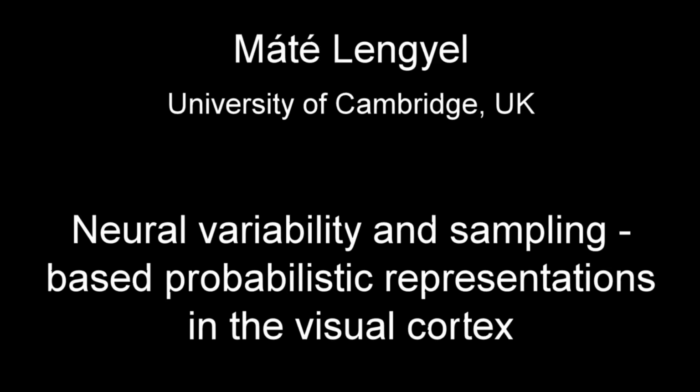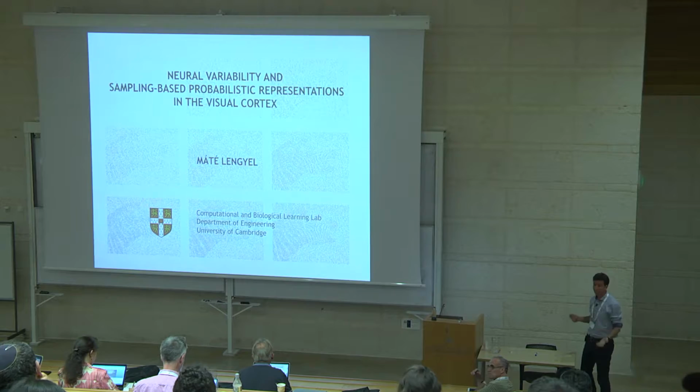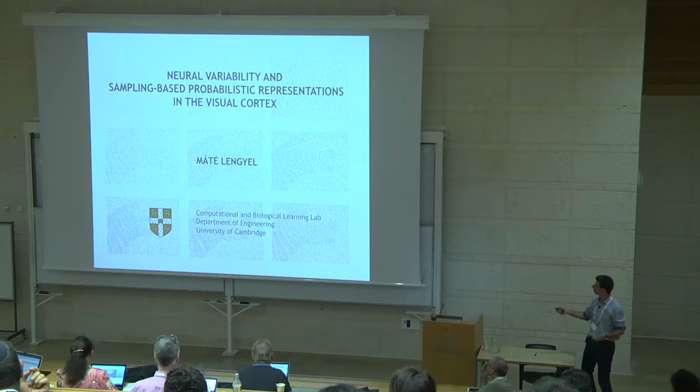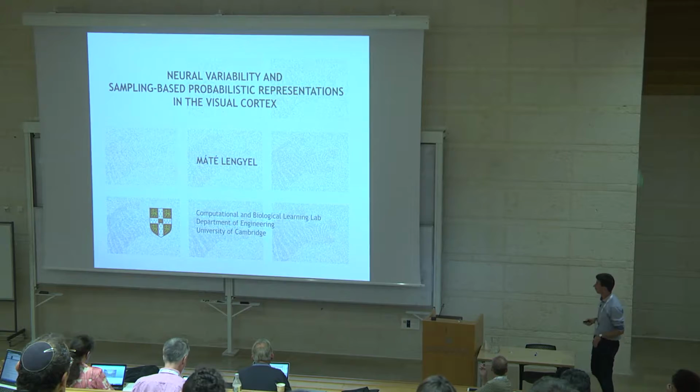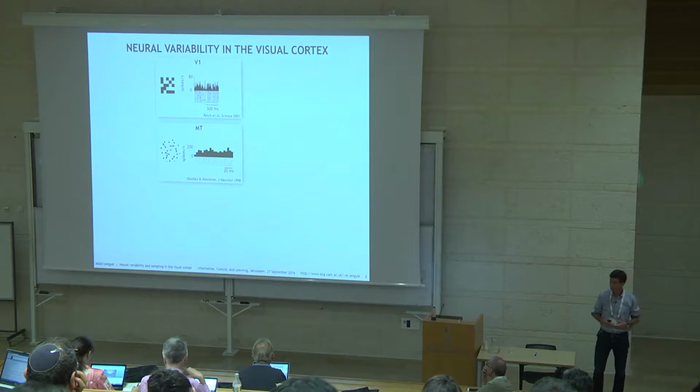Okay, so essentially my talk is about connecting two sets of issues that might at first seem unrelated. The first set is related to neural variability, and the other is probabilistic representations. And the idea is that there is a theoretical framework in which the two can be naturally linked, and that generates interesting predictions.